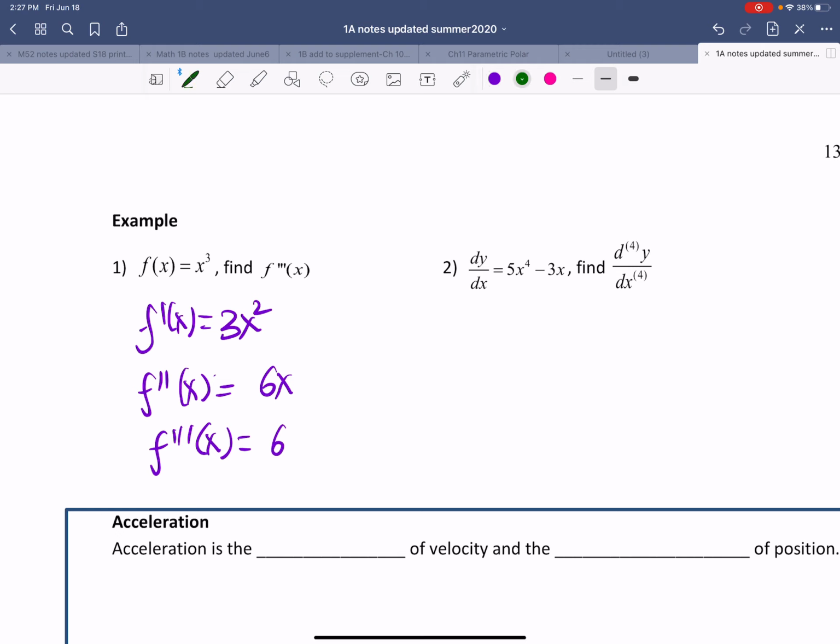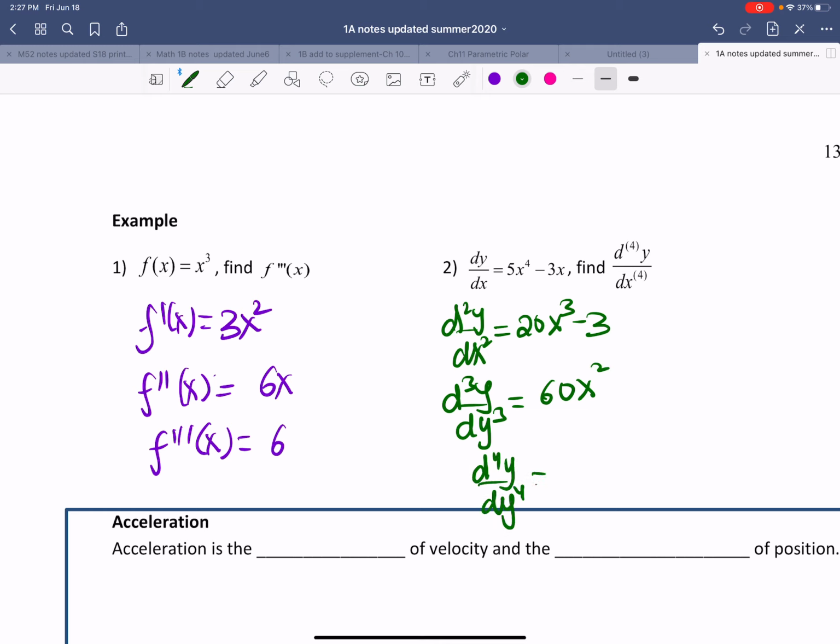Next, we are looking for a fourth derivative here. dy/dx is given, so d squared y over dx squared will be 20x to the third minus 3. The third derivative, d cubed y over dx cubed, would be 60x squared, and the fourth derivative would be equal to 120x. We were not given the function y; we were given the first derivative.